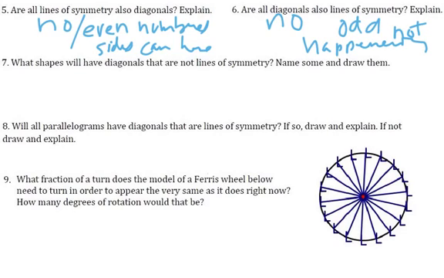What shapes will have diagonals that are not lines of symmetry? It would be the odd numbered sides. So just draw some of those.